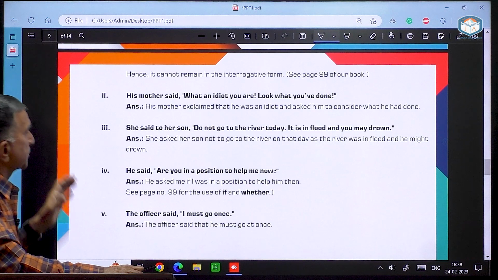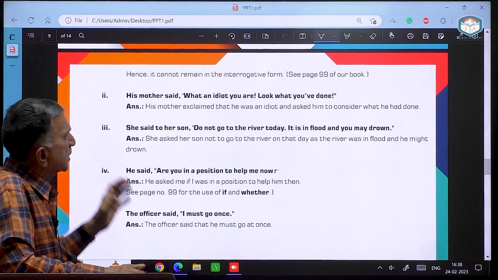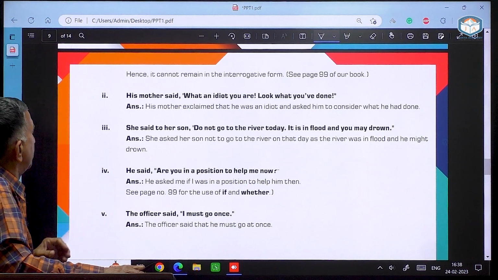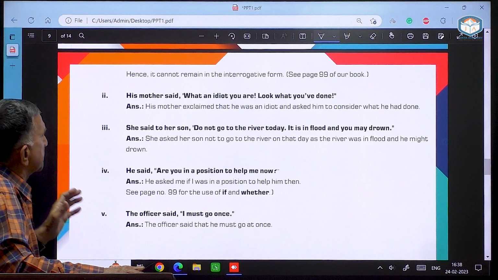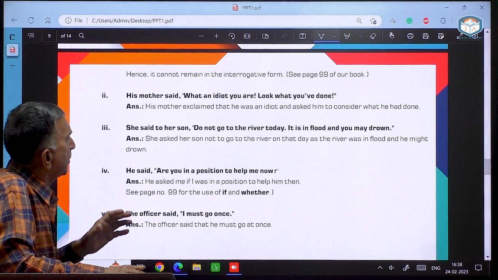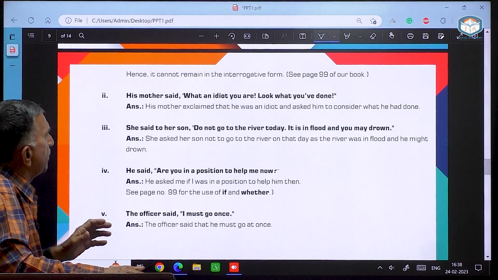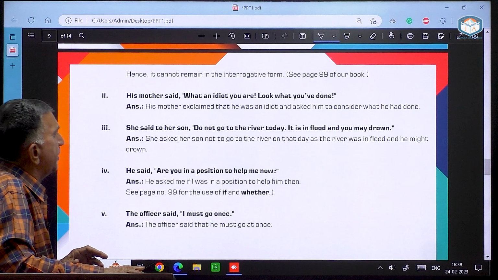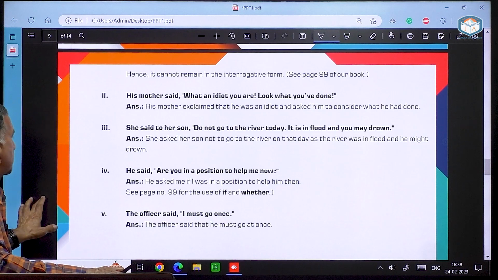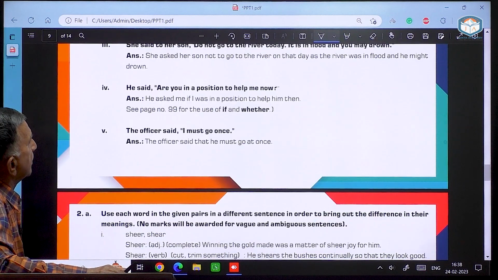His mother exclaimed that he was an idiot and asked him to consider what he had done. Again, she asked her son, do not go to the river today. It is in flood and you may drown. She asked her son not to go to the river on that day as the river was in flood and he might drown. Similarly, he asked him if I was in a position to help him.